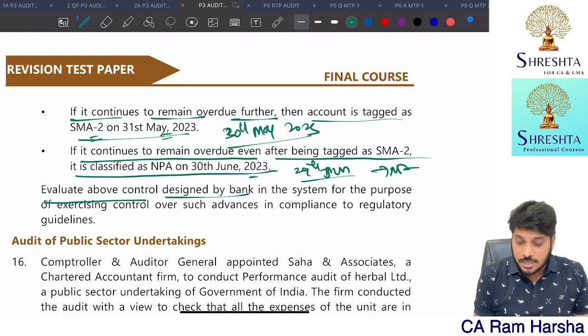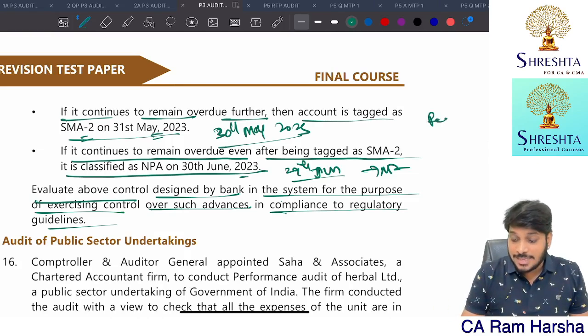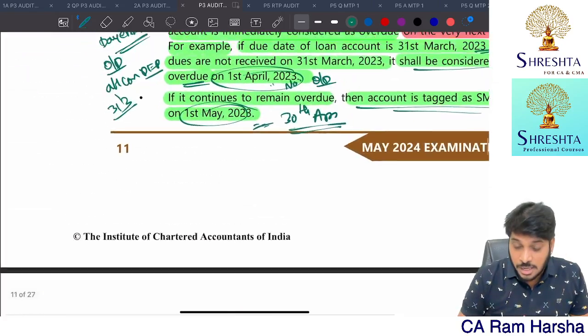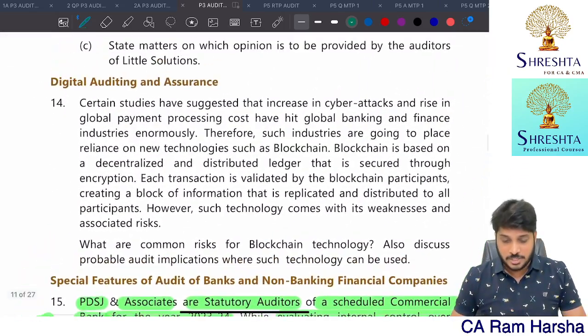Evaluate the above control designed by the bank in the system for the purpose of exercising control over advances in the completion in compliance to regulatory guidelines. Please read the relevant answer. If at all this question comes, we don't know. Nobody can answer without reading this question. Next.